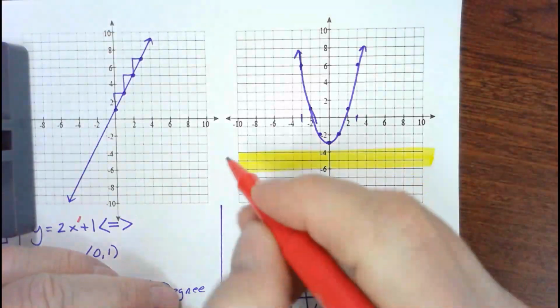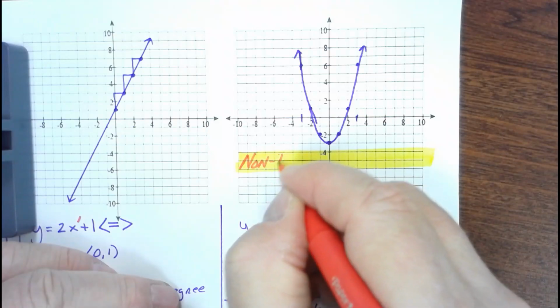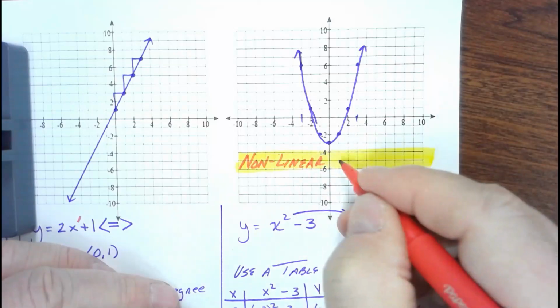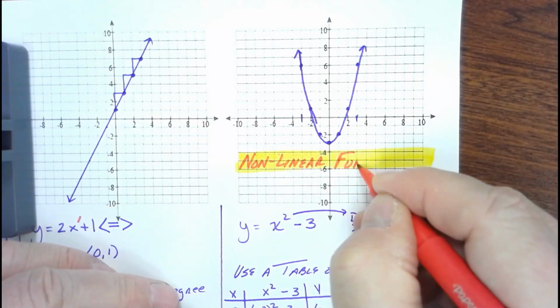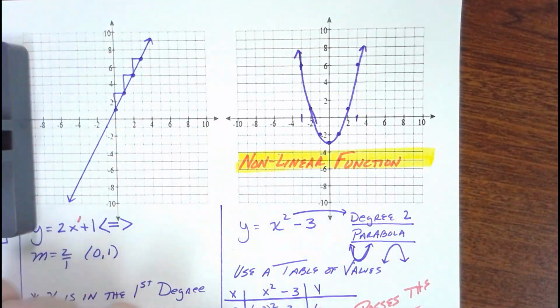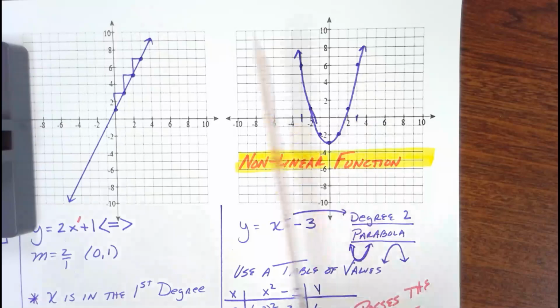This is a nonlinear, which means it's not a line, a nonlinear function. A nonlinear function. Take the 2 pieces. It's not a line, and it passes the vertical line test, so it is a function.